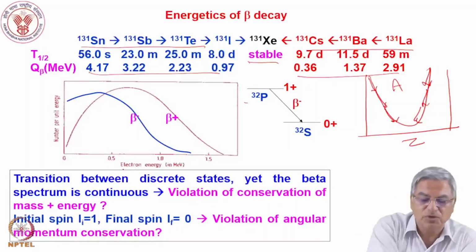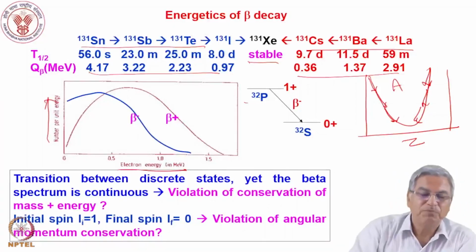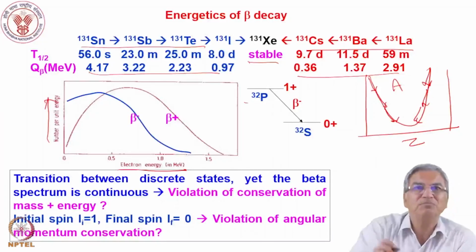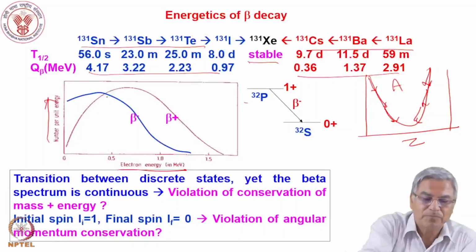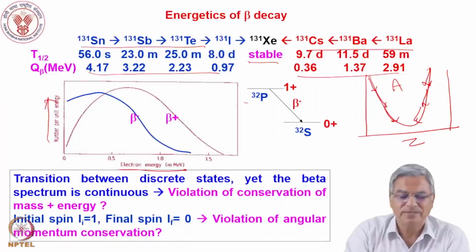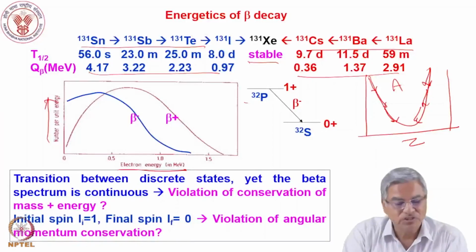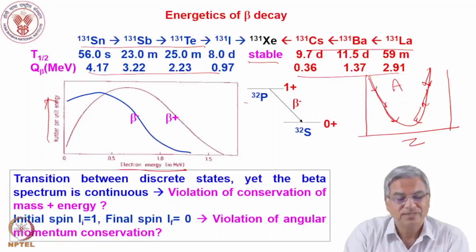But if you see the beta spectrum, energy of electron versus the number of electrons, or dN by dE, the beta spectrum is continuous. The blue one is beta minus and the red one is beta plus. So beta minus or beta plus have a continuous spectrum. This cannot be explained simply if you consider the decay of one discrete state to another discrete state. So apparently there looks to be a violation of conservation of mass and energy. How to explain the continuous beta spectrum, we will see shortly.